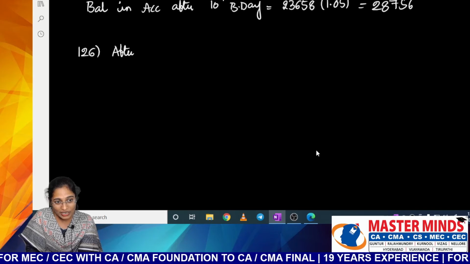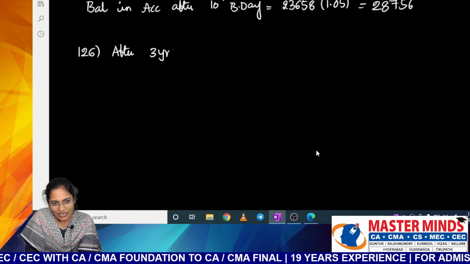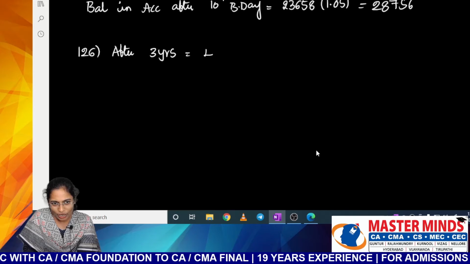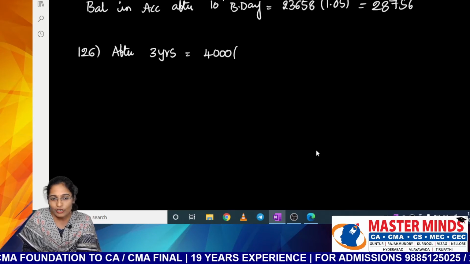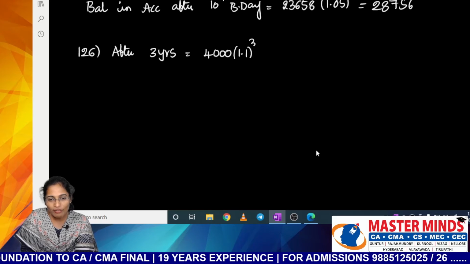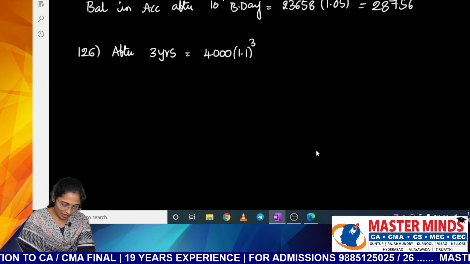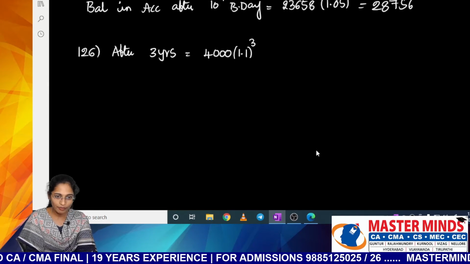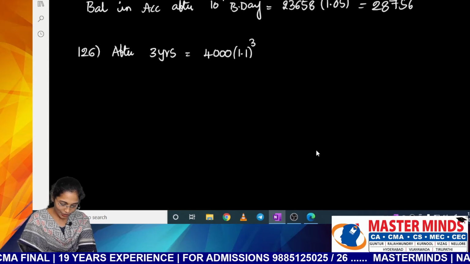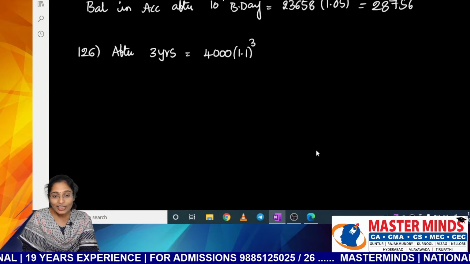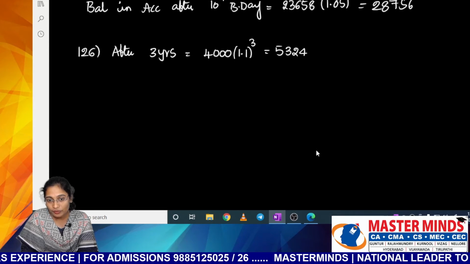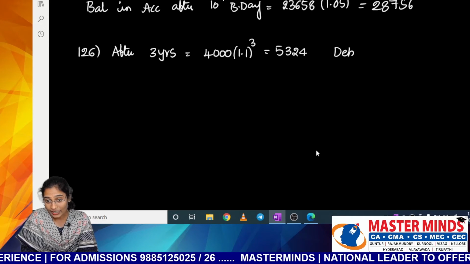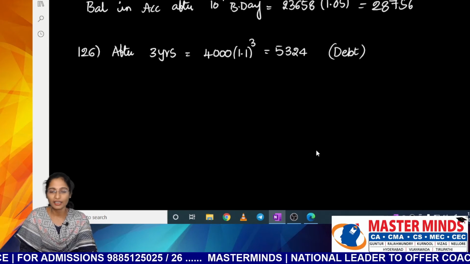After 3 years means I need to pay along with interest, right? My principal is 4,000. Principal along with interest is called as amount. Amount is P into (1 plus i) whole power n. And everybody, please calculate 1.1 whole cube first. 1.331 into 4,000. So 5,324 is my debt. Am I correct or not? Means this much I owe to the bank.